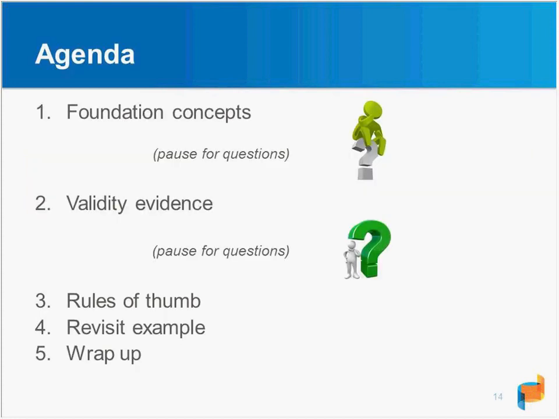So how are we going to do this? Well, we will introduce some foundation measurement concepts and then pause for questions of clarification. So have your pencils ready, or get your typing fingers ready. Then we will explain what we mean by validity data and describe five sources of validity evidence, and then pause again for questions. Then we will briefly refer you to a cheat sheet that covers some general rules of thumb for interpreting validity statistics. And lastly, we will apply those rules of thumb to the ICAS article just presented.